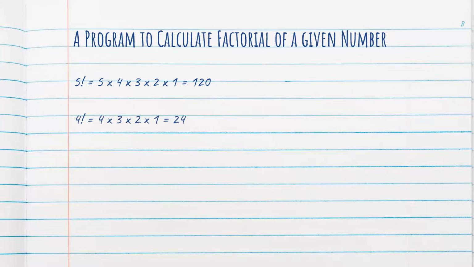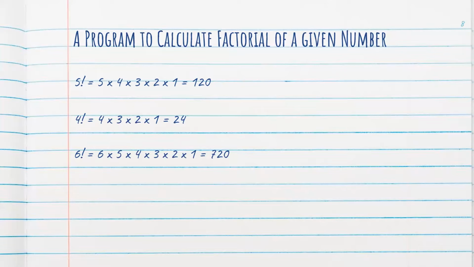Similarly, 4 factorial is equal to 4 multiplied by 3 multiplied by 2 multiplied by 1. And the output in this case is 24. Another example here is 6 factorial, which is going to be 720, and we have calculated it by multiplying 6 with 5, 4, 3, 2 and 1.